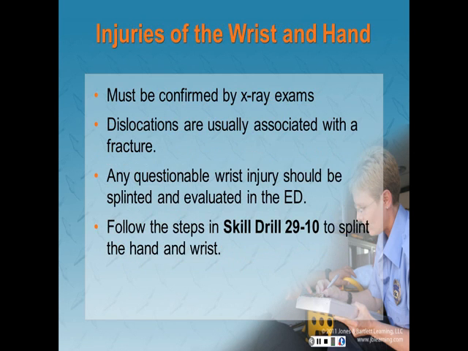Injuries to the wrist and hand. Injuries of the wrist and hand, ranging from dislocation to sprains, must be confirmed by X-ray exam. Dislocations are usually associated with a fracture, resulting in a fracture dislocation. Another common wrist injury is the isolated, non-displaced fracture of a carpal bone, especially the scaphoid. Any questionable wrist pain or fracture should be splinted and evaluated in the emergency department.